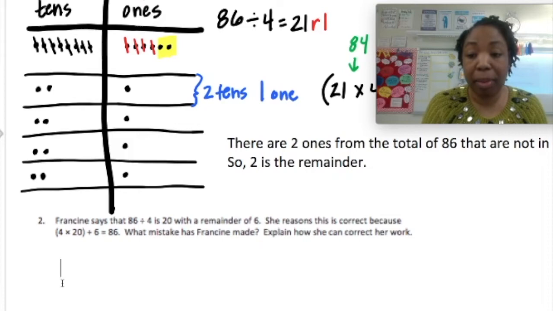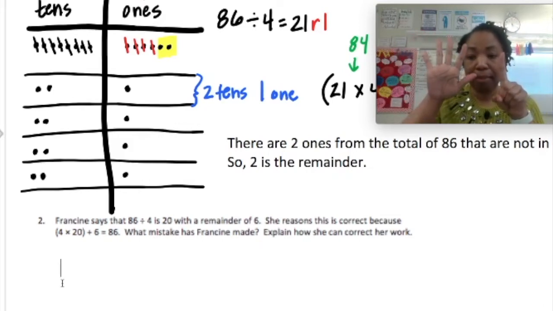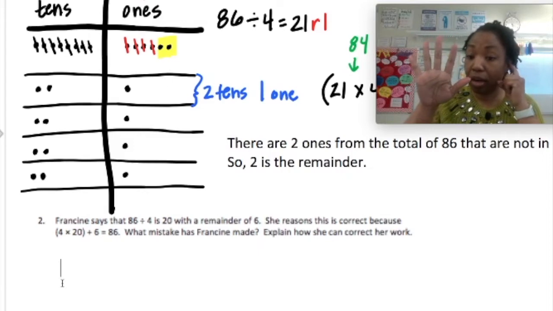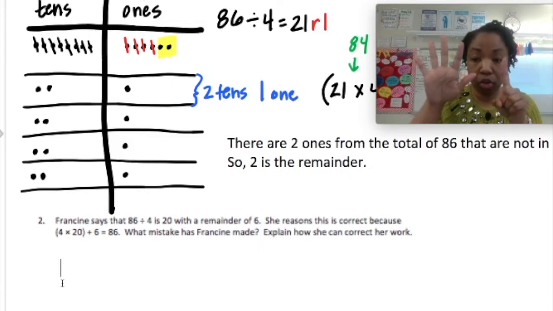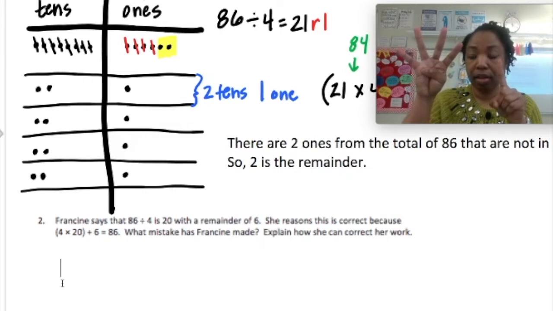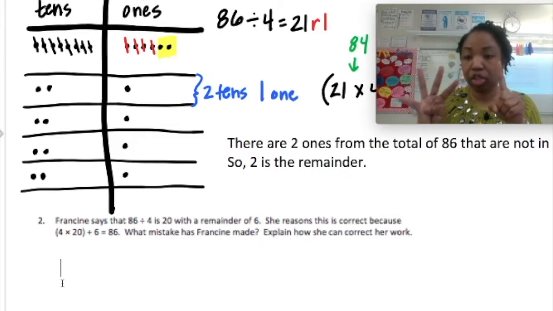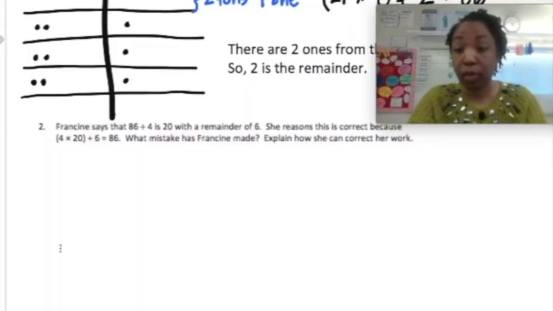If she has a remainder of 6, then that means she can make a group of 4. I can make a group of 4 if I have 6. So she should have taken this 4 and divided it into each group, 1 more into each group. So she really should have 2 remaining. So that is the error that she made. So let's write that.